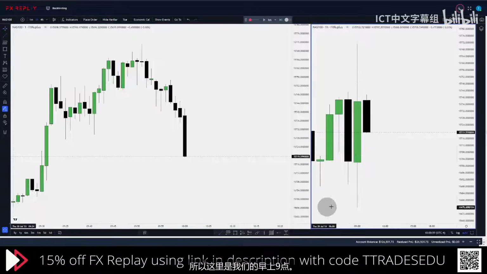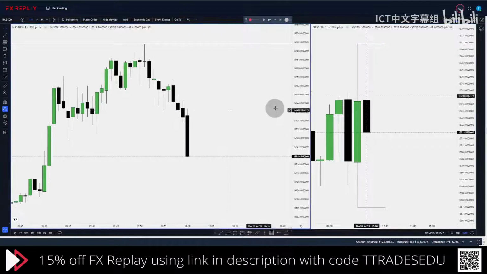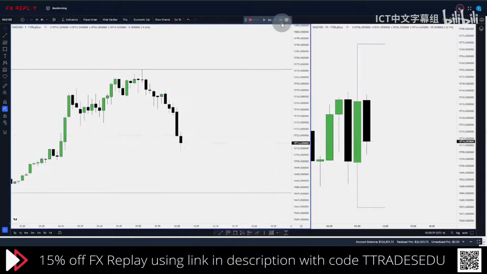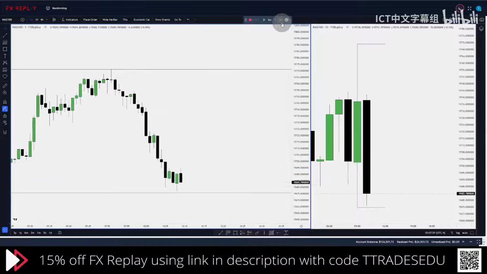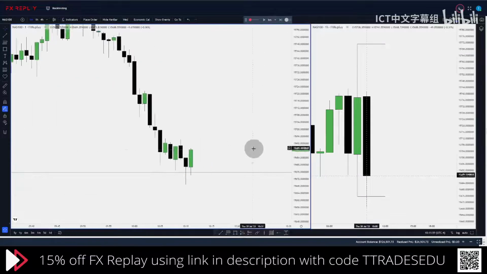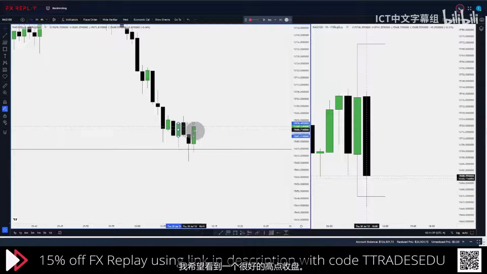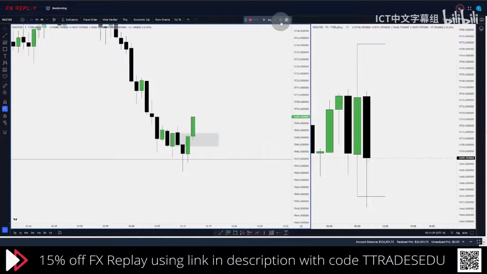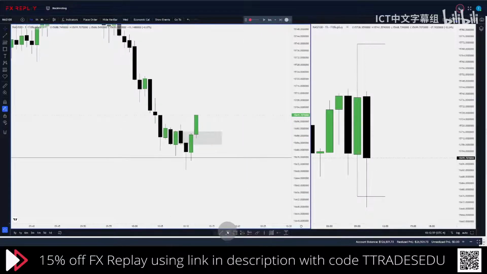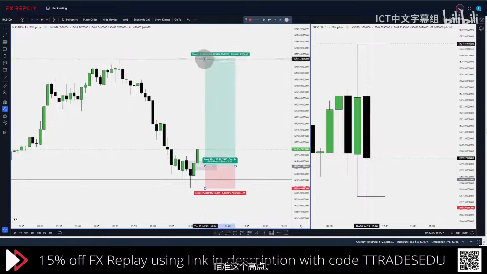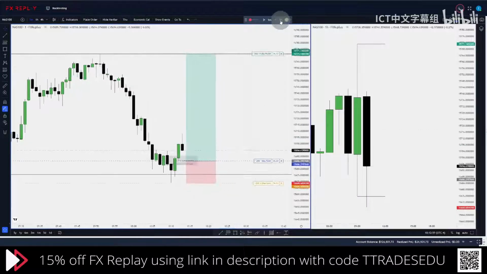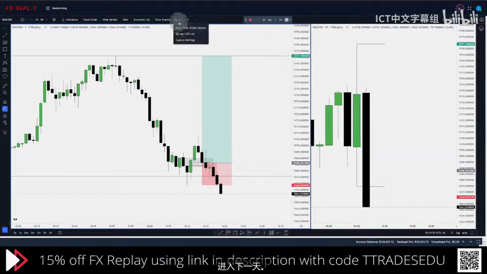So here we have our 9 a.m. candle. Let's mark out the low and the high of this and see what happens. Okay, so we just took that low. I'd want to see a nice close over this high. Okay, we're getting that. So fair value gap within that, targeting this high. And let's see how it works out. And stops us out. Let's go to the next day.